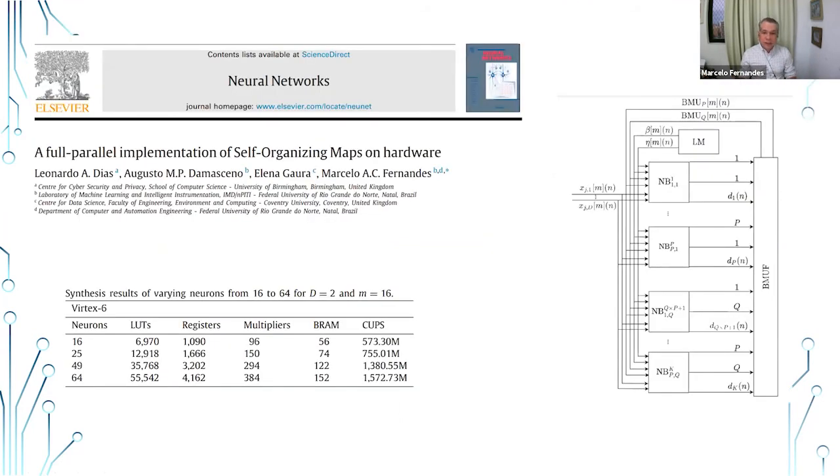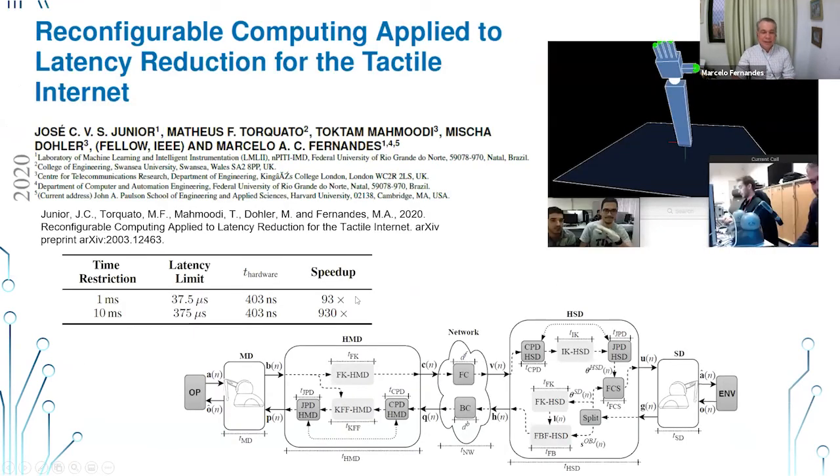And this is another case where we have published two other neural networks, the self-organizing maps, in hardware too. And this one is another very interesting application where we are using deep learning now. But in this demonstration, we didn't have deep learning yet.